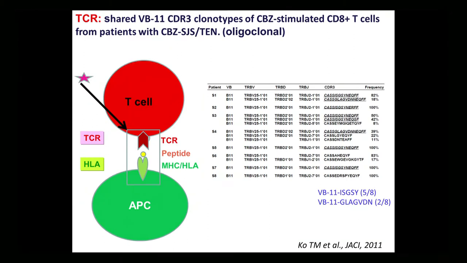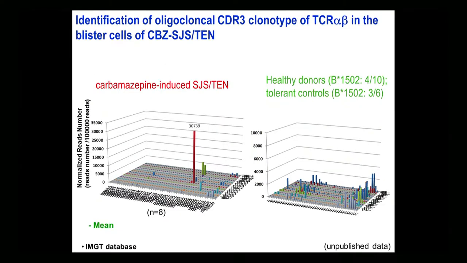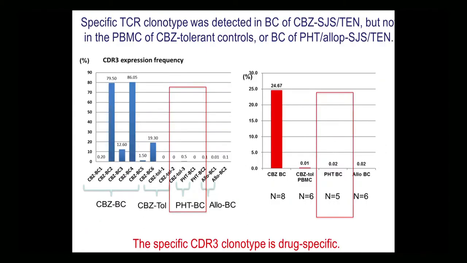Okay, so we also find that the specific T cell can recognize the HLA-B1502 and the drug complex. So I mean, when compared to the T cell clone, the T cell receptor compared to the healthy B1502 tolerant control, then only the carbamazepine Stevens-Johnson syndrome shows a very unique T cell receptor. So this kind of T cell receptor cannot be detected in other drug-induced Stevens-Johnson syndrome, such as phenytoin or allopurinol.